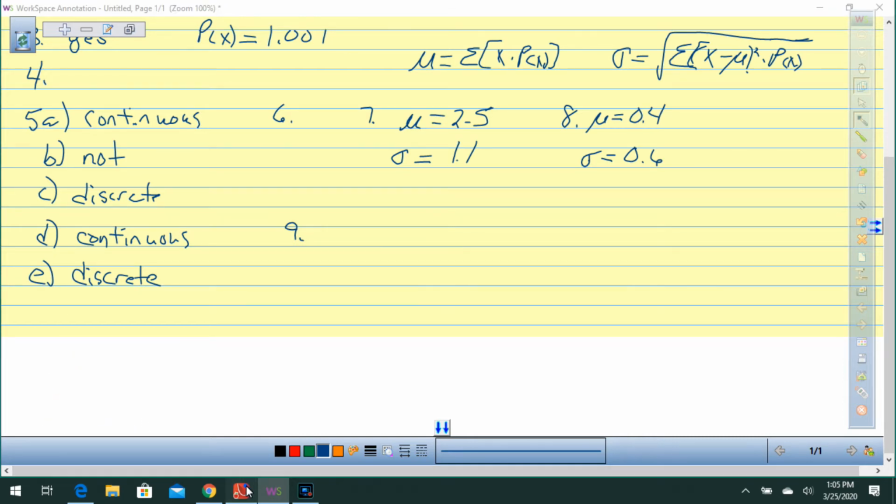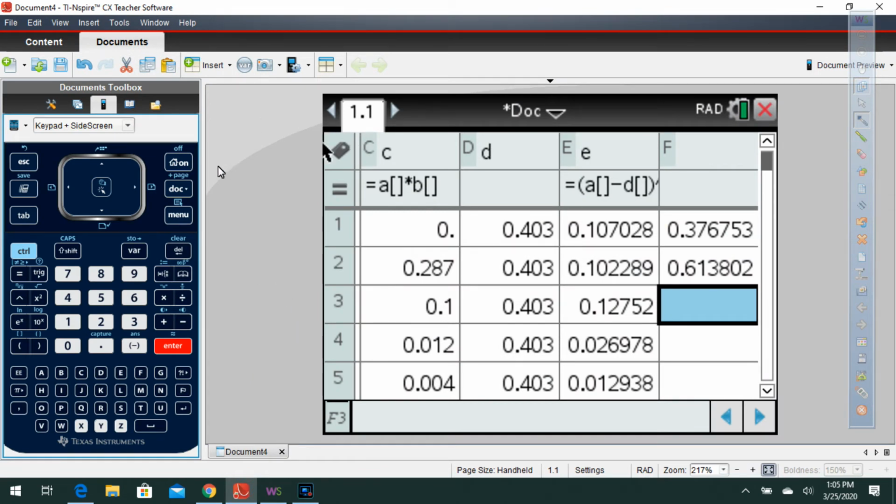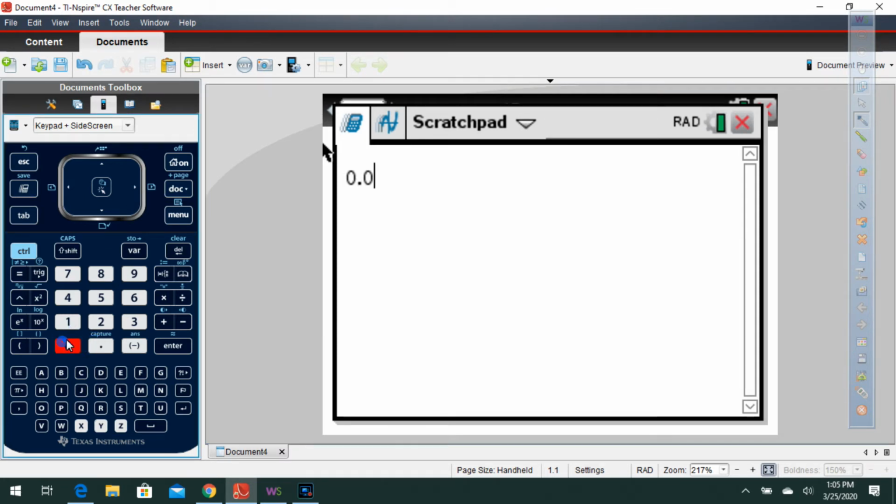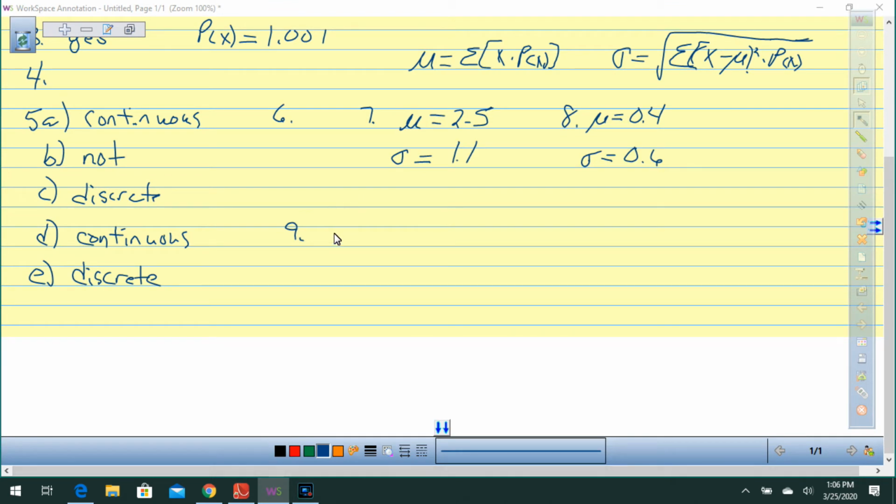Well, let's add them up. What do we got here? 0.001 plus 0.009 plus 0.03 plus 0.06. Oh, that adds up to 0.1. So number 9 is not a probability distribution, because the sum of the probabilities is 0.1, which is not 1 as required. From the looks of it, Ted needs some work.